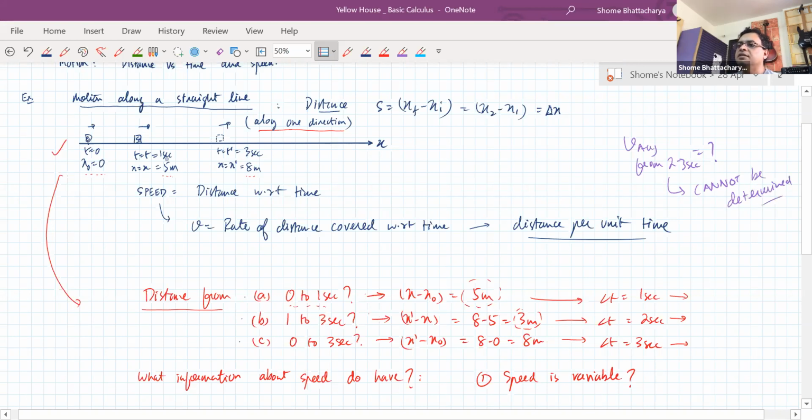Neither do I know what is happening between 1 and 2 seconds. At t equal to 2 seconds, what is the value of x? I don't know. So neither do I know what's happening between 1 and 2, nor what's happening between 2 and 3. So there's no way I can calculate the average speed between 2 and 3. There is a lack of information. There's insufficient data. So our answer should be that there is insufficient information or insufficient data to calculate this. That's simple. Right? This is clear.